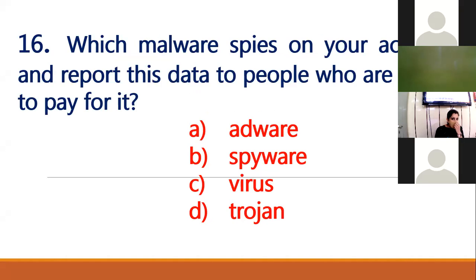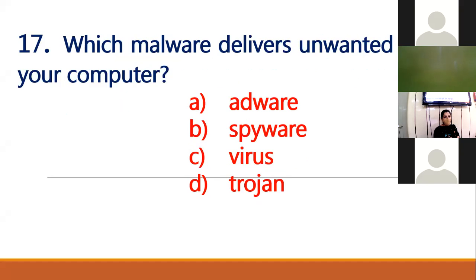Which malware spies on the activities and reports the data to those willing to pay for it? Spyware. Yes, spyware is the term related to the spying of the online activities of a particular system. Which malware delivers unwanted ads to your computer? The first option, that is adware.